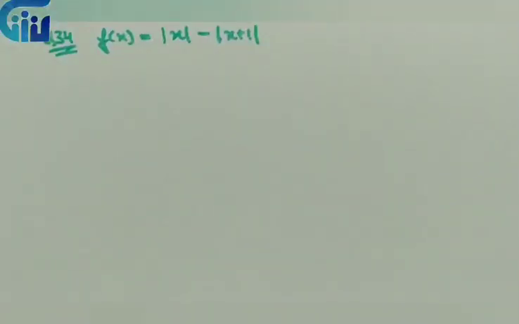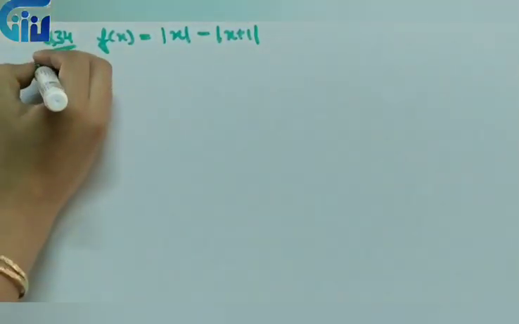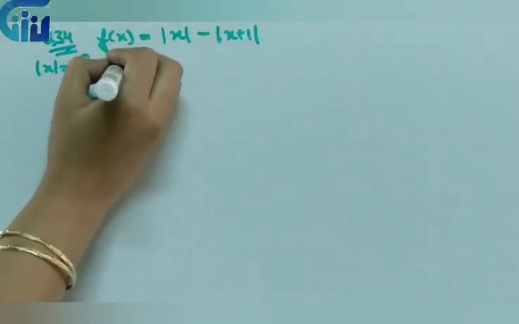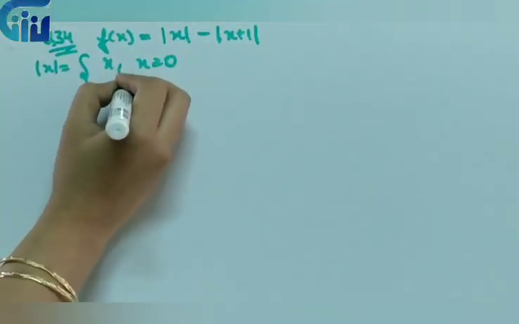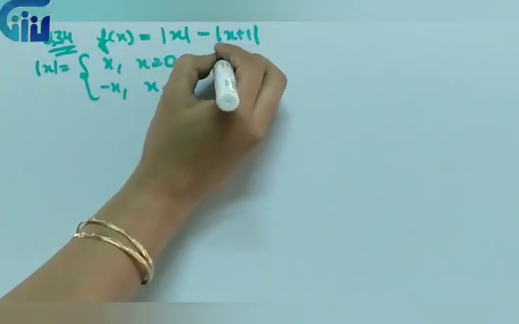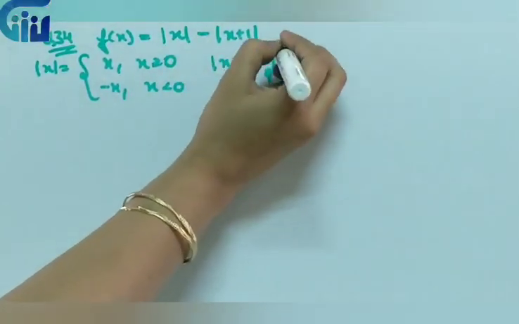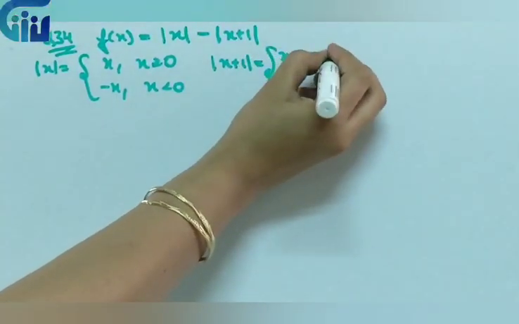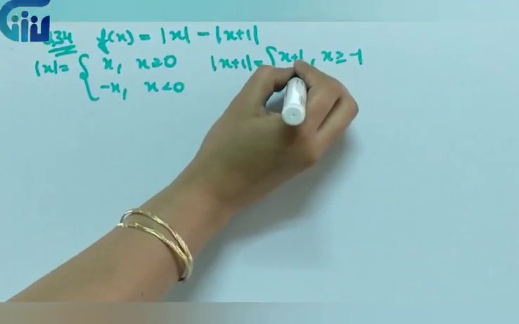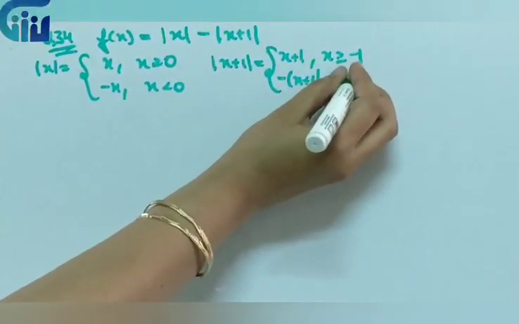Okay, so question number 34, a different type of question. Now what we have is f(x) equal to mod x minus mod x plus 1. In the question, we have to find all points of discontinuity. Again, given a question like this, we will always redefine the function. How? First of all, we will write the definition of mod. So mod x is equal to x when x is greater than or equal to 0. It is minus x when x is less than 0. Similarly, mod x plus 1 is x plus 1 when x is greater than or equal to minus 1, and minus of x plus 1 when x is less than minus 1, right?